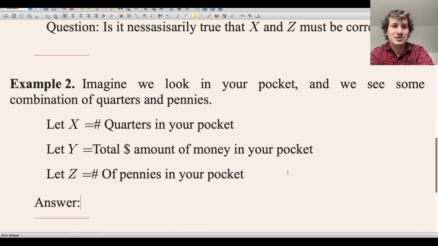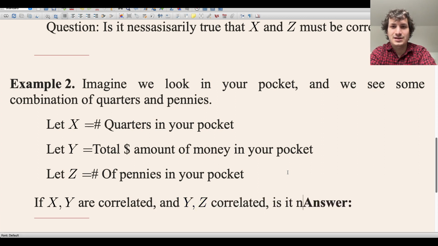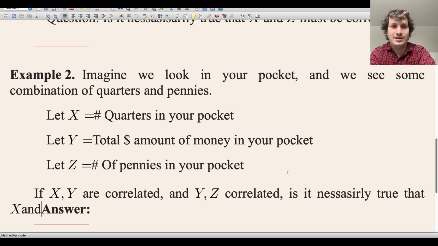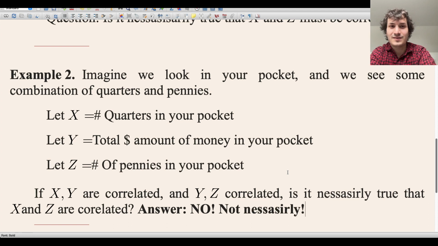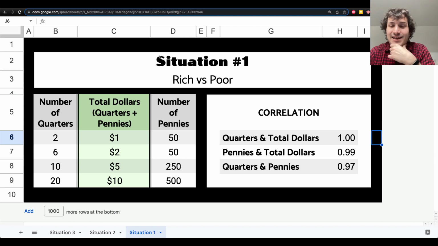And the answer, here it comes. If x, y are correlated and y, z correlated, is it necessarily true that x and z are correlated? And the answer is no, not necessarily. So it could be that x and z are correlated, or it could be that they're not. Let's see some examples. So here are the examples I came up with, and I made them in a nice little Excel spreadsheet. And here is situation 1.